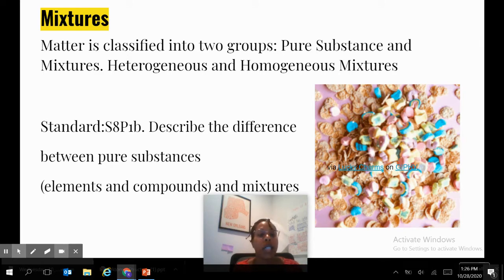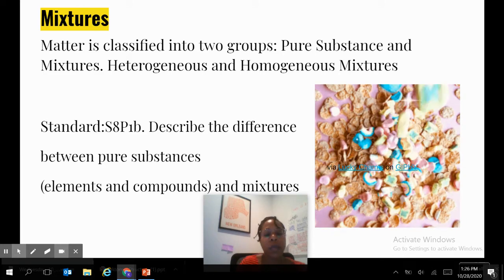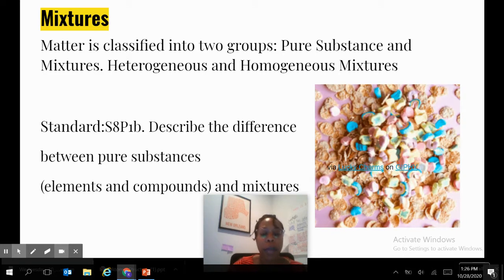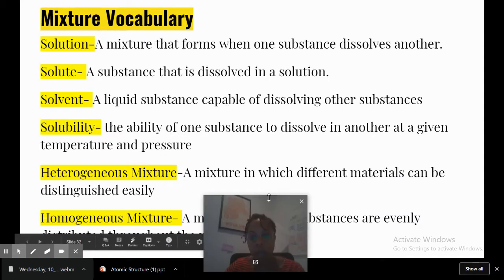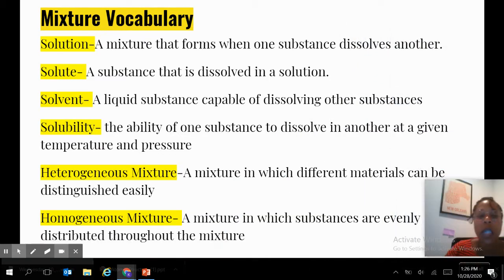All right, we're still on standard S8P1B, which states describe the difference between a pure substance, which are elements or compounds, and mixtures. All right, so it's a lot of vocabulary. So, mixture vocabulary. You have a solution, which is a mixture that forms when one substance dissolves another substance. And then you have a solute, the substance that is dissolved in the solution, a solvent, a liquid substance capable of dissolving other substances. And the universal solvent is water.